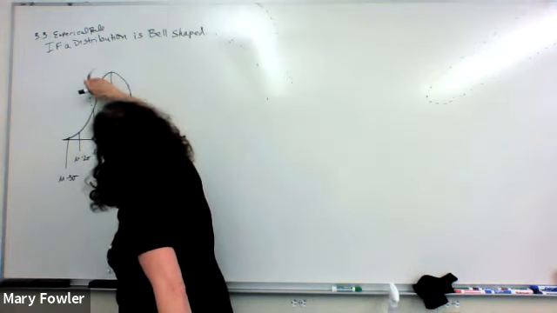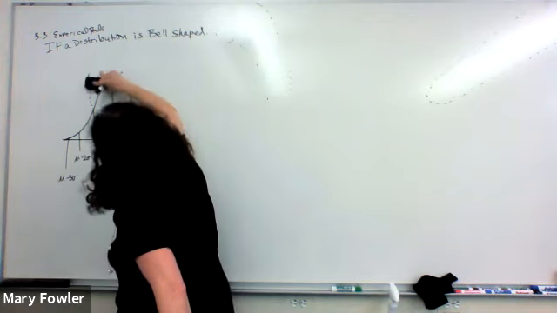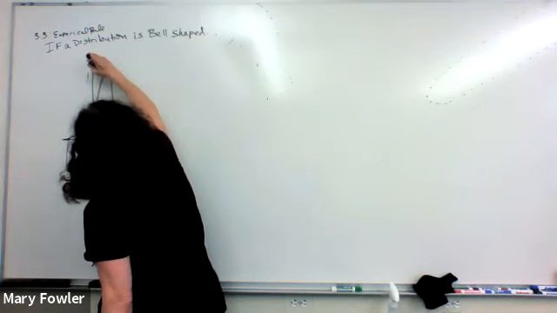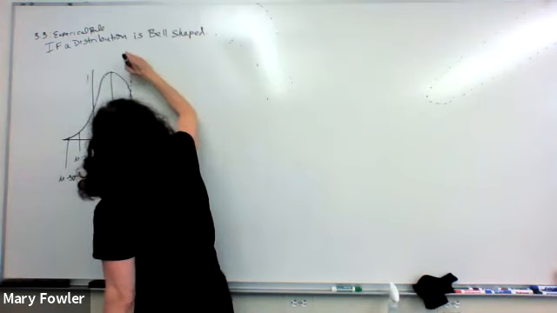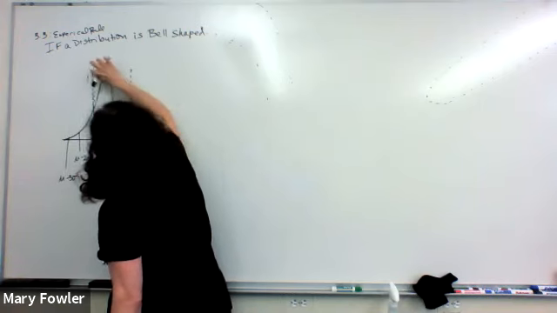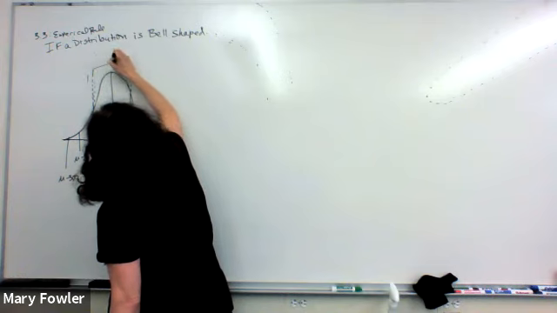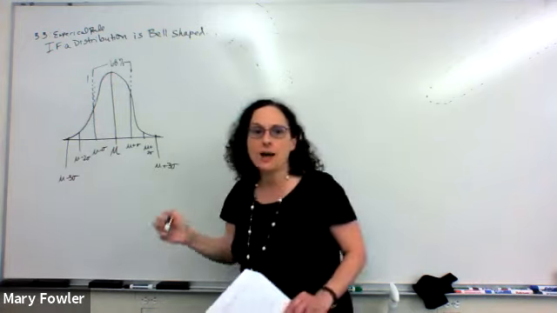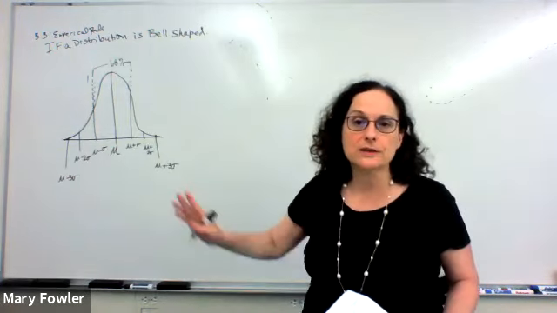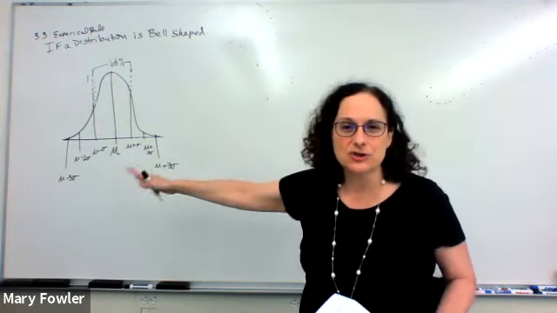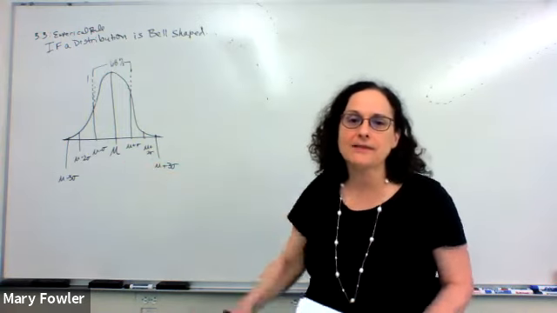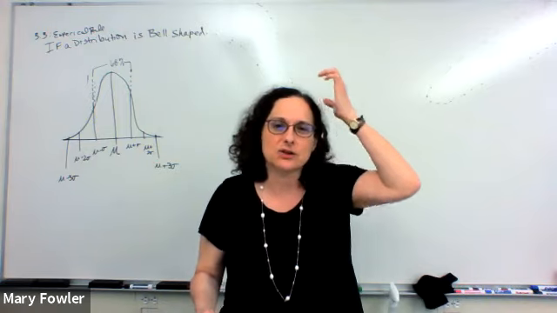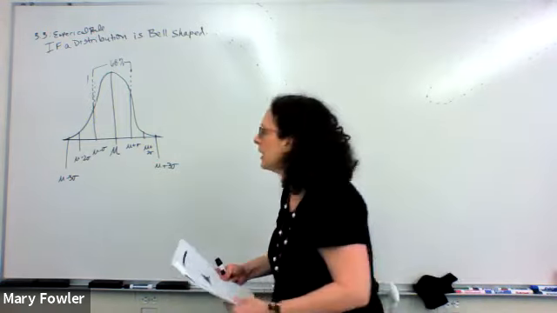Let me draw this here. Maybe the dashed lines are helpful. That is going to be 68% of my observations. I'm just going to go through the empirical rule once in this general form, and then I'm going to go through the example in the notes so that maybe it'll make more sense too. So kind of saying it twice.